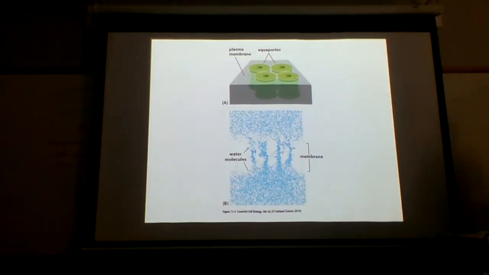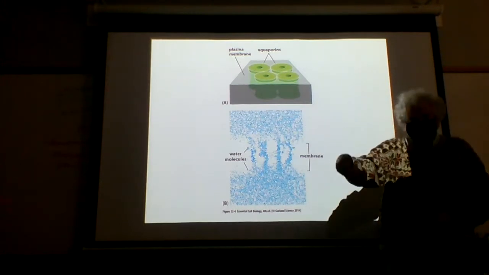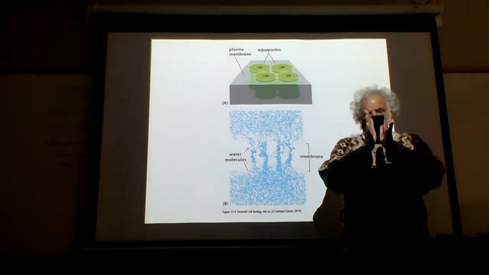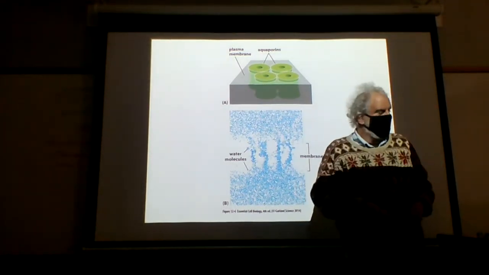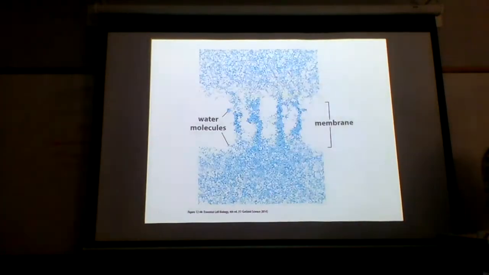And this is a diagram of something called an aquaporin. Water molecules, depending on where you look and how you're thinking about it, can actually move through these different pores. They can also make their way through the different parts of the phospholipid bilayer. So water can diffuse fairly easily across the plasma membrane.